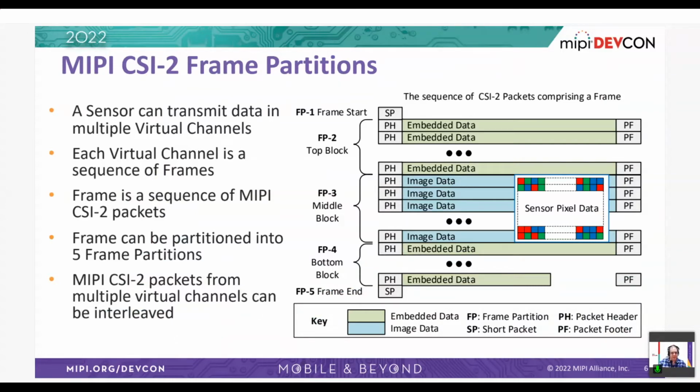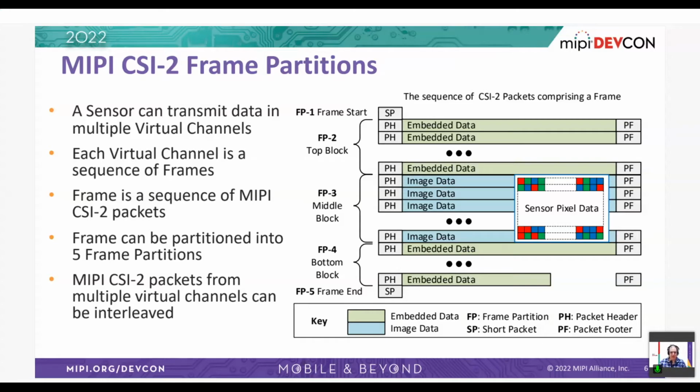Graphic here is showing what the existing CSI-2 frame looks like. So we have our sensors distributed around a car, and each sensor can transmit data in multiple virtual channels. Sensors can have any number of virtual channels, and these can end up being aggregated by aggregators and interleaved. And so a single PHY can support multiple virtual channels, and each virtual channel is a sequence of frames.